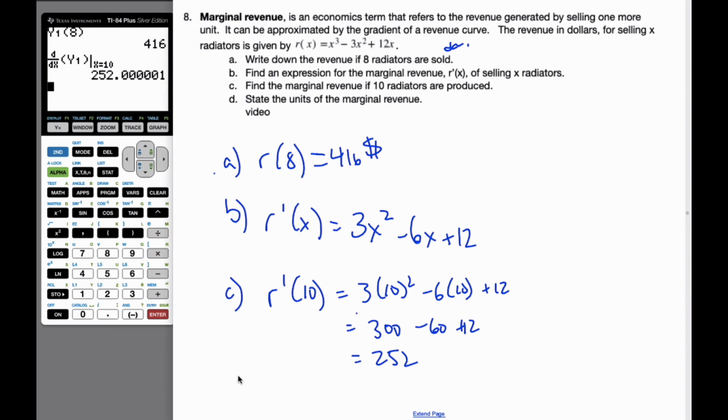And then finally, D part says, state the units of the marginal revenue. This is dollars per unit produced, or per unit sold. So at 10 units, to sell one more unit, it'll be $252 in revenue for that one unit.